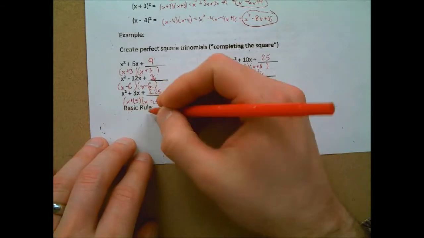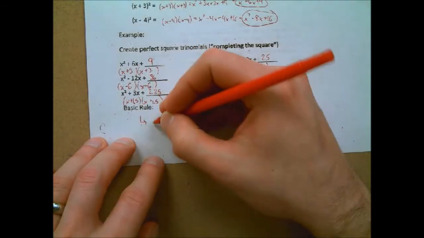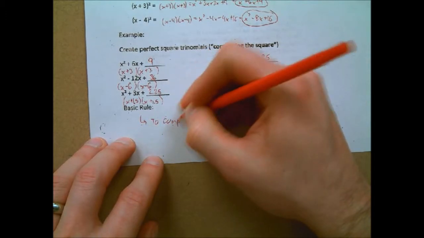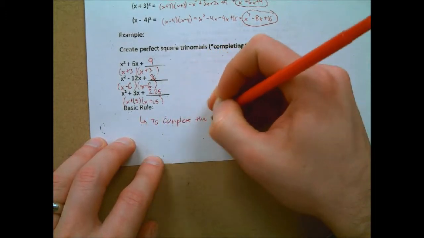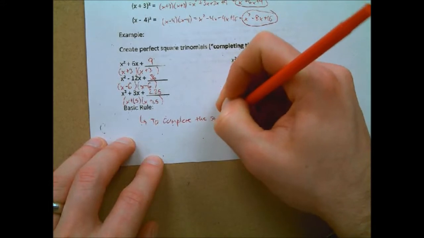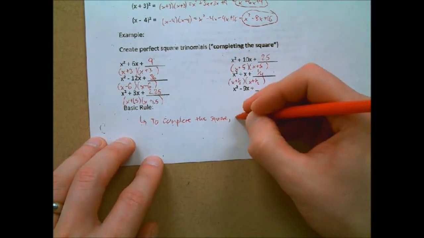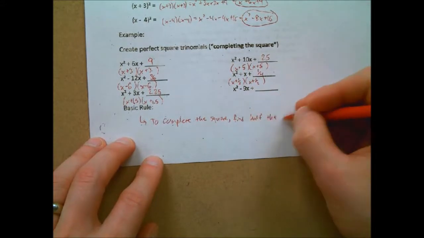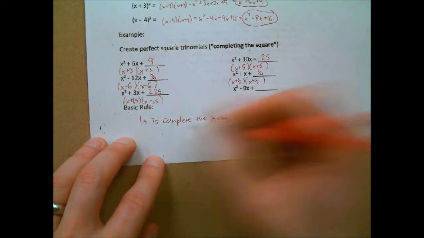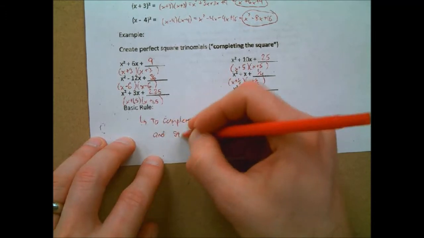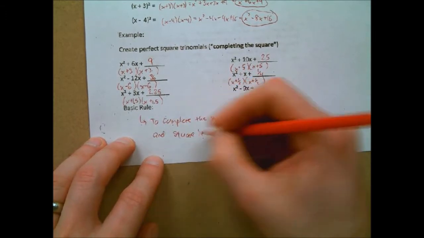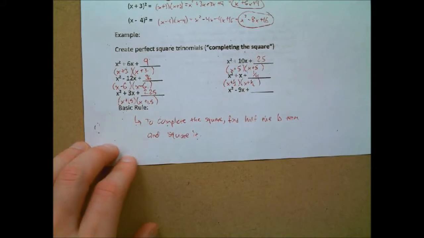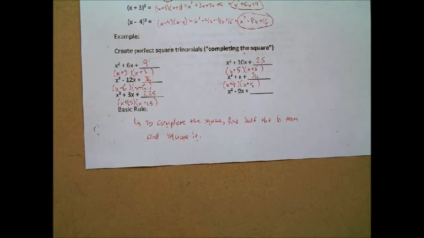So what's the basic rule here? The basic rule to complete the square is: find half the b term and square it. Okay? Half the b term and square it. That's what we're going to be doing here to complete the square. Taking something that is not a perfect square and making it a perfect square.